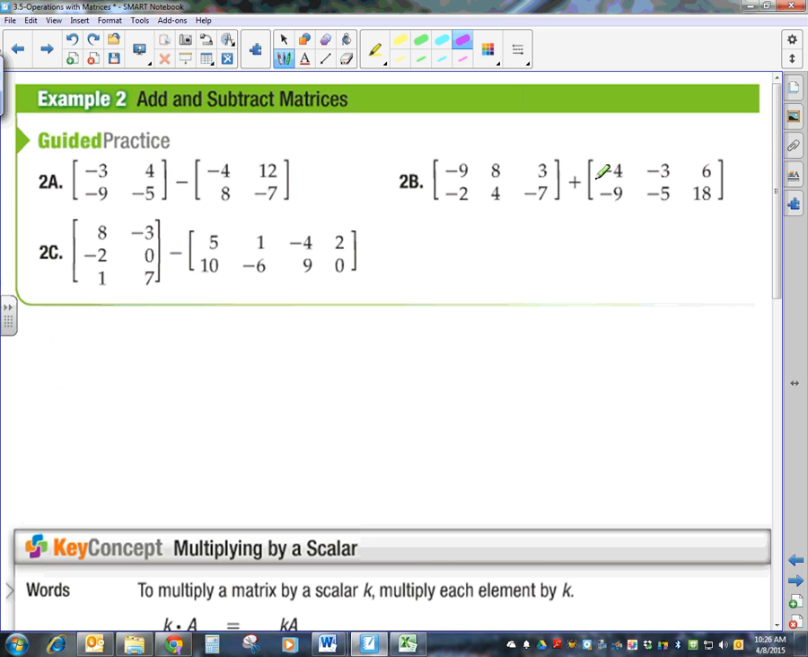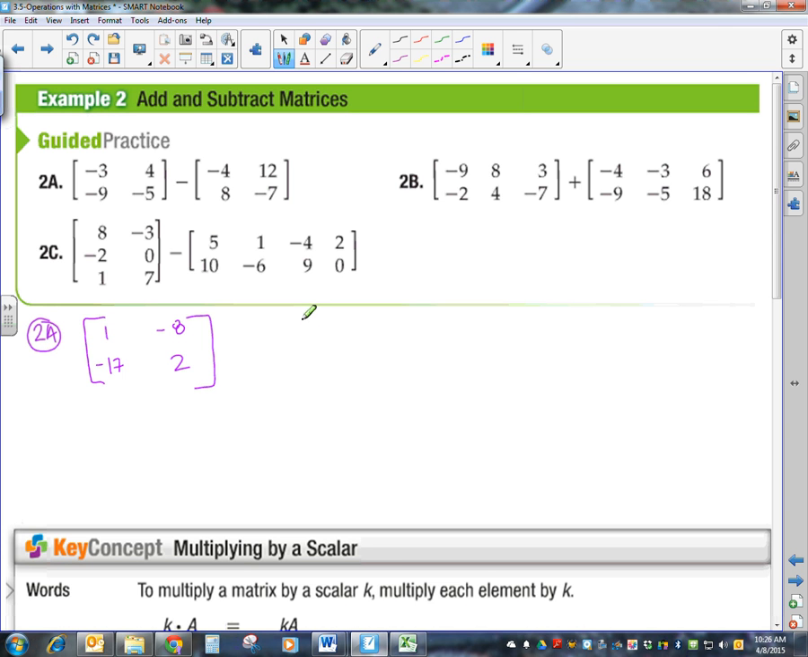Add or subtract the matrix in A, so 2A. We're just going to add those corresponding elements. So keep in mind this is a 2 by 2 and a 2 by 2. Our result will be the same dimension of a 2 by 2. So negative 3 minus a negative 4 is 1. Negative 4 minus 12 is negative 8. Negative 9 minus 8 is negative 17. And negative 5 minus a negative 7 is 2. So that's the answer that we have.